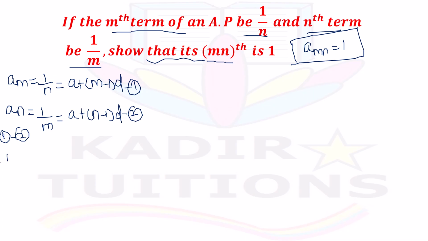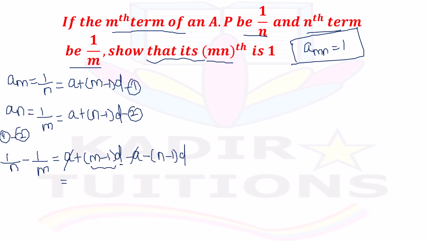If I subtract, on the LHS I'll be getting 1 by n minus 1 by m, and here we will be getting a plus m minus 1 into d minus a minus n minus 1 into d. So a and a get cancelled, and d is common for m minus 1 and for n minus 1 also. We are going to remove those brackets by multiplying inside. So it's going to be md minus d, and here minus nd plus d, and now minus d plus d got cancelled. We got md minus nd, so I can combine this as m minus n into d.